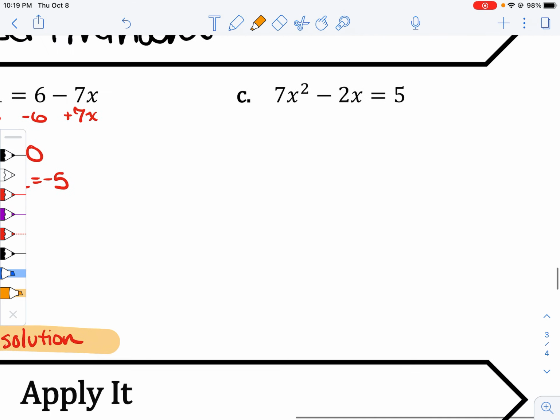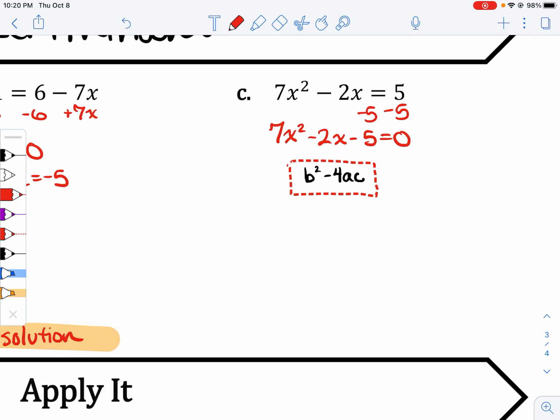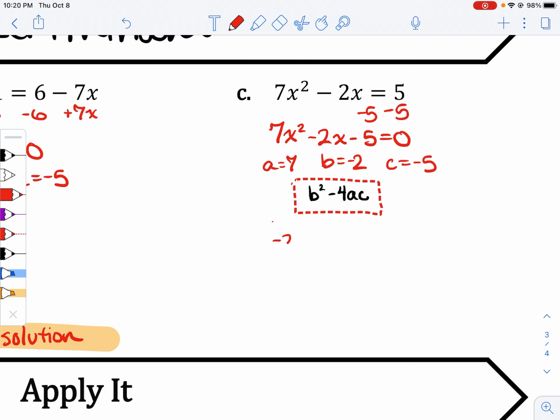All right, part C. Again, I'm going to subtract 5 from both sides so that this is in standard form. So I have 7x squared minus 2x minus 5 equals 0. Use my discriminant here. So I have negative 2 is my b. Oops, I guess I should label my a, b, and c, huh? A is 7, b is negative 2, c is negative 5. So I have negative 2 squared minus 4 times 7 times negative 5.